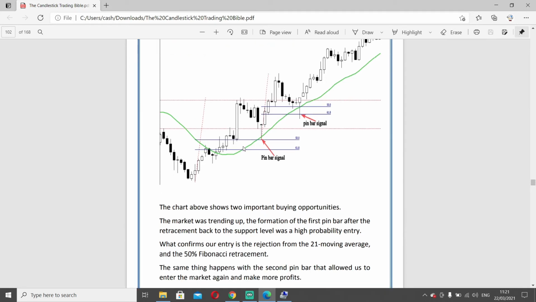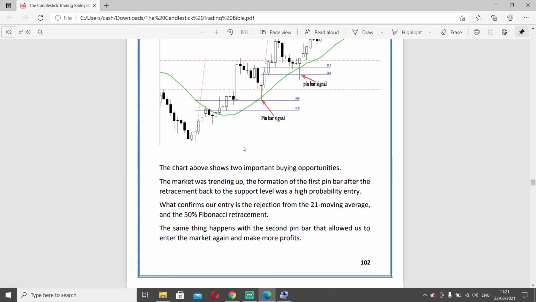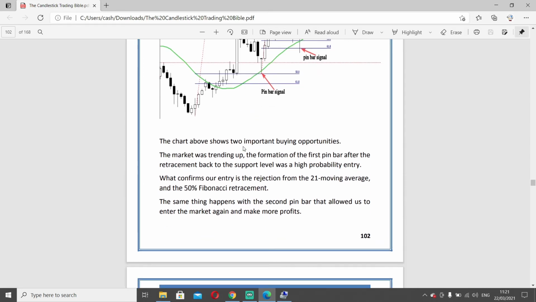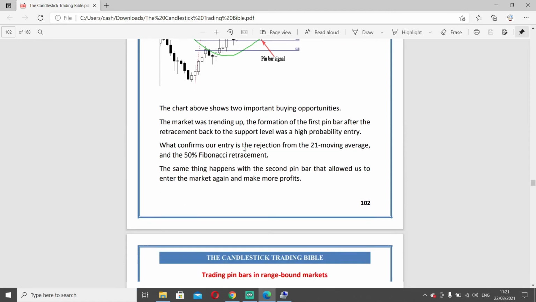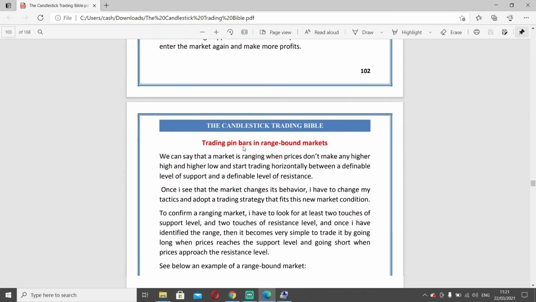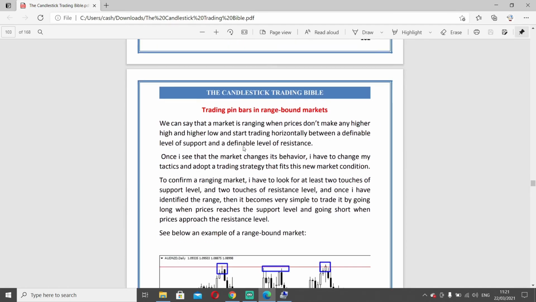So the market was trending up. The formation of the first pin bar after the retracement back to the support level was a high probability entry. What confirms our entry is the rejection from the 21 moving average and the Fibonacci. The same thing happens with the second pin bar that allowed us to enter the market again and make more profit.